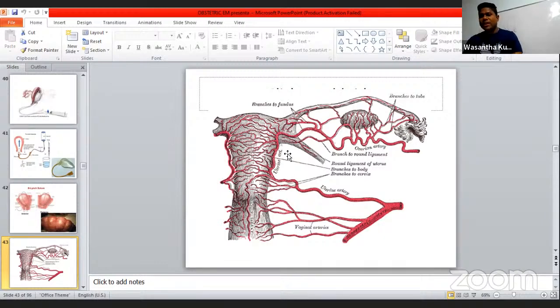You can even try B-Lynch, but if the B-Lynch also fails, next step is you don't waste your time ligating these vessels and taking the risk. You straight away go for a hysterectomy. Atony management.